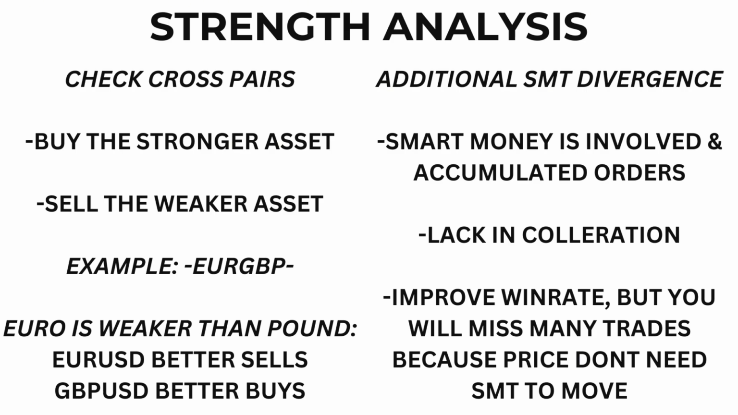For example, Euro GBP. Euro is weaker than pound, so Euro USD is better for sells and GBP USD is better for buys. And we can use additional SMT divergence, that stands for smart money involved and accumulated orders. We have a lag in correlation and it will improve our win rate, but you will miss many trades because the price doesn't always need SMT to move. So I'm not using SMT for my trading.